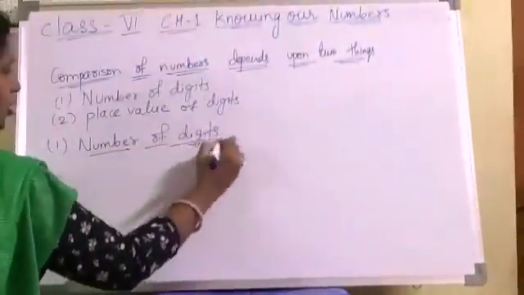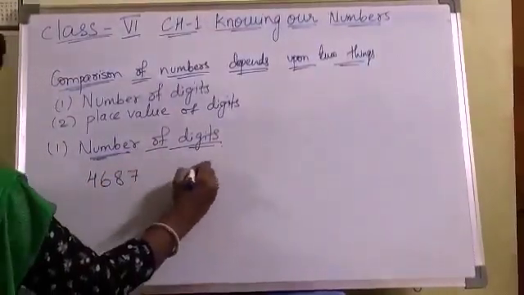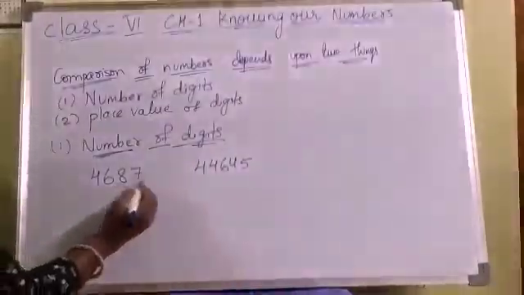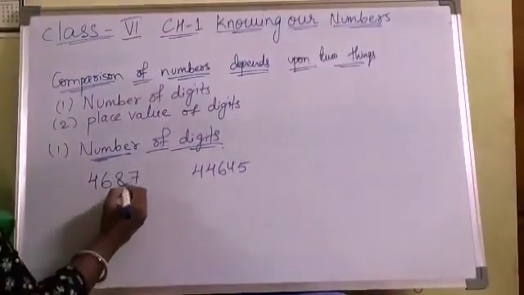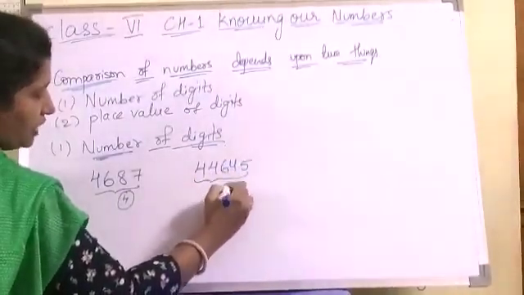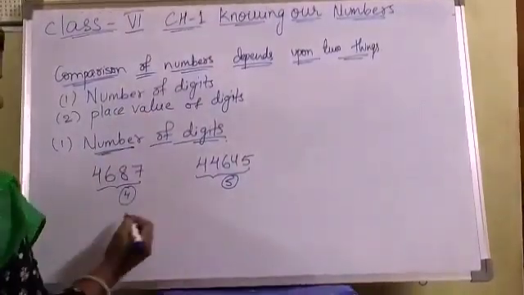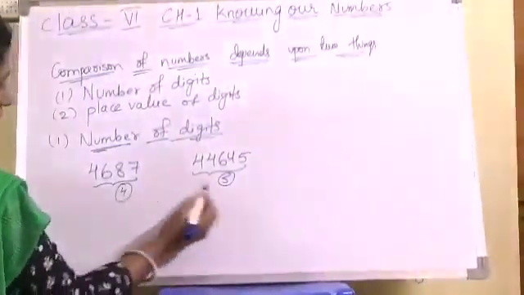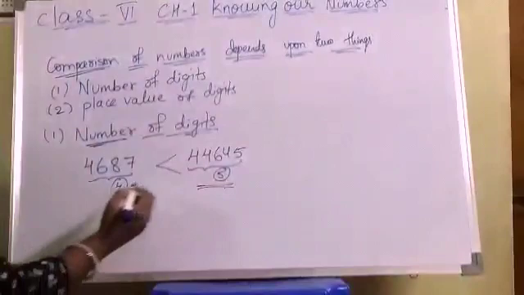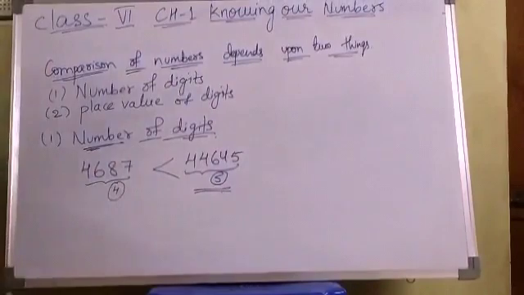For example, suppose I have to compare 4687 with 44645. First we should count the number of digits. Here, 1, 2, 3, 4. Four digits are there. Here, 1, 2, 3, 4, 5. Five digits are there. In which number are the digits more? Here. So we can easily say that this number is greater than this number. Is it clear?